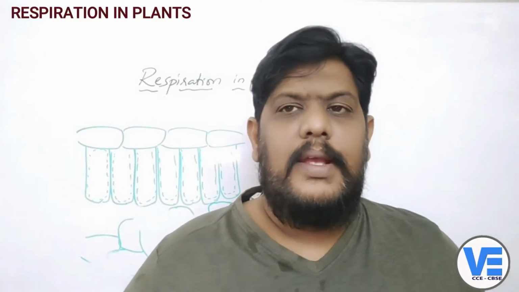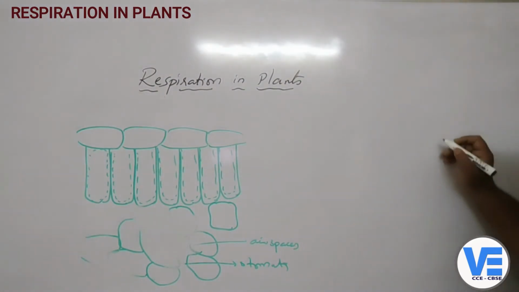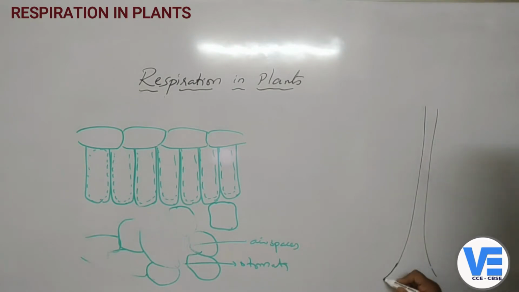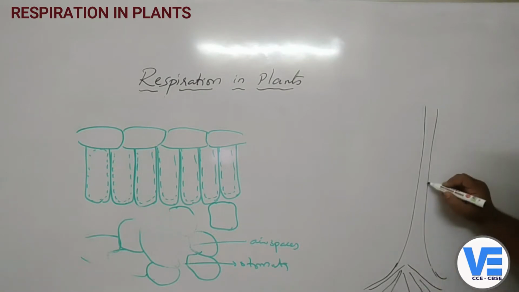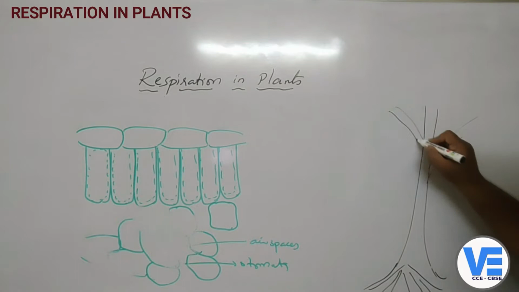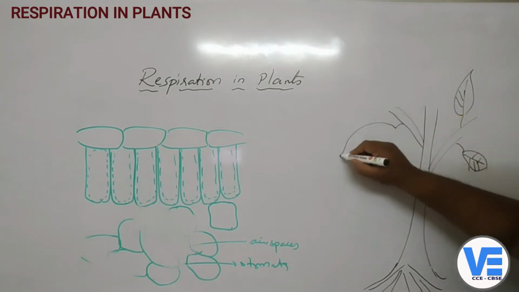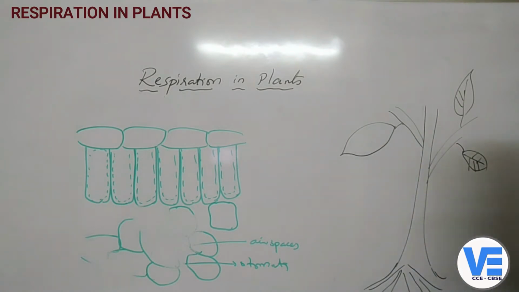Now let me draw a plant for you here. Hope you are looking here. If I draw a plant here, these are the roots. Now this is a stem and a kind of branches. These are the leaves. I'm drawing a big leaf here. So these are the different parts in a plant: this is the stem, these are the leaves, and these are the roots.